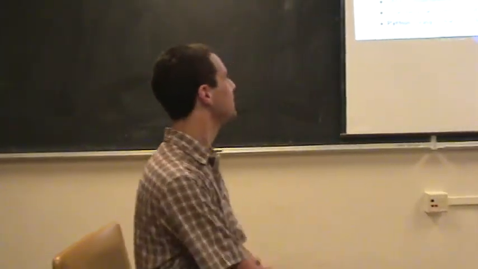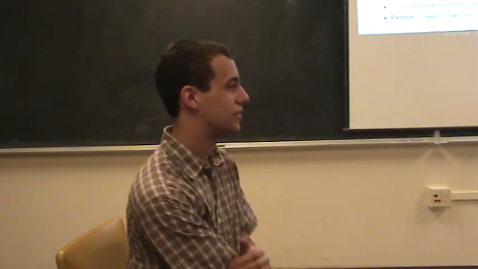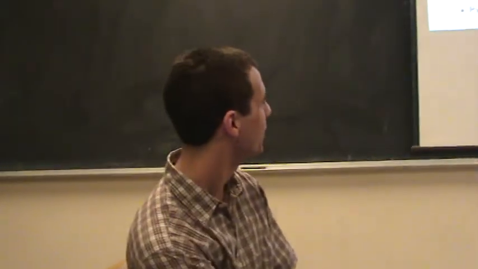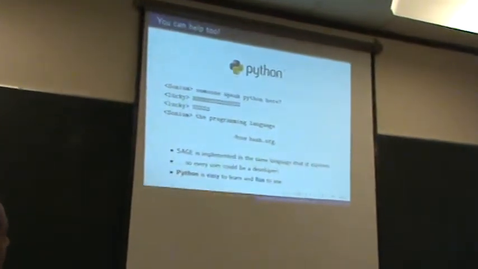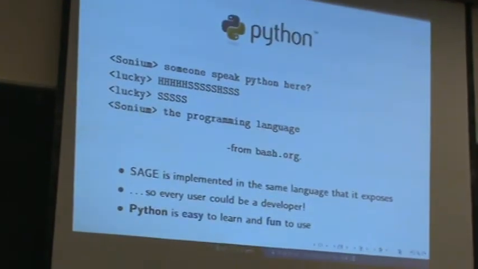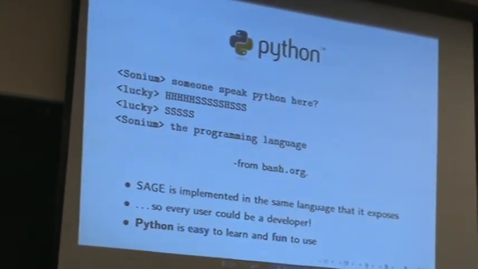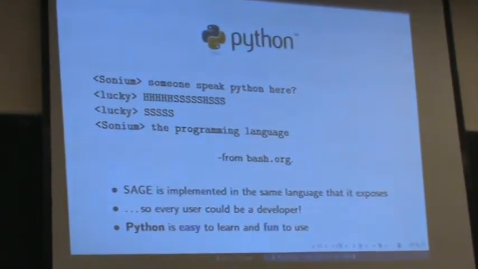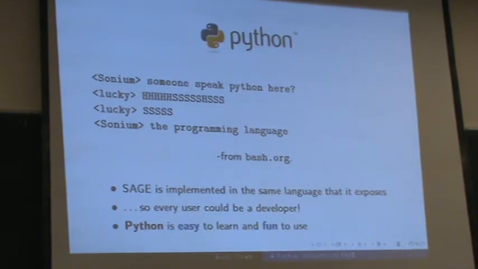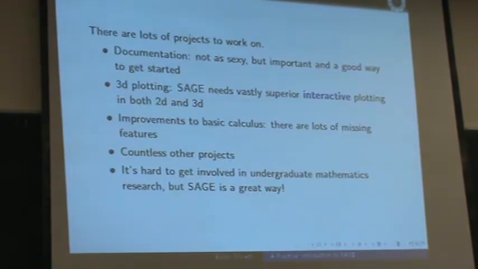So it's a great intersection of mathematics and computer programming. Python is fun and easy to use, and Sage is too. Everyone who uses Sage has to use Python to actually interact with Sage. So you're sort of automatically a developer just by being a user, because Sage is also implemented in Python. And there are lots of things to be done in Sage. There's a bunch of projects that people are interested in that could use work, and I listed a couple of them.